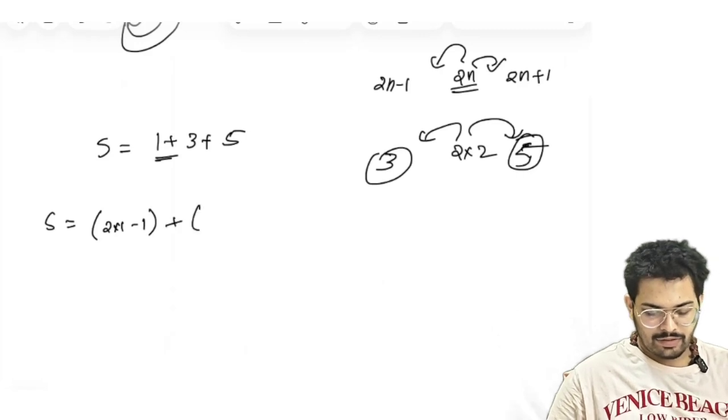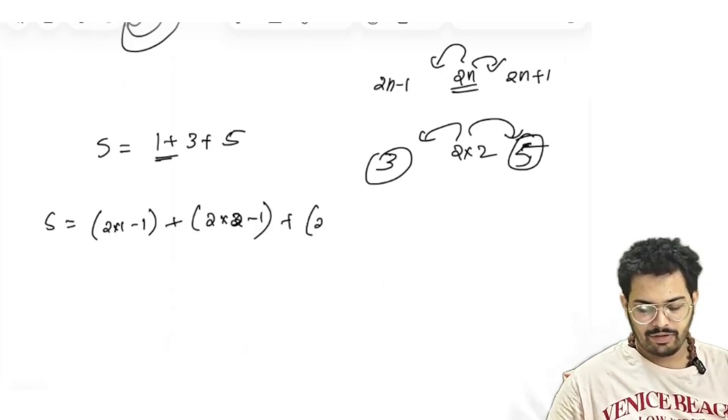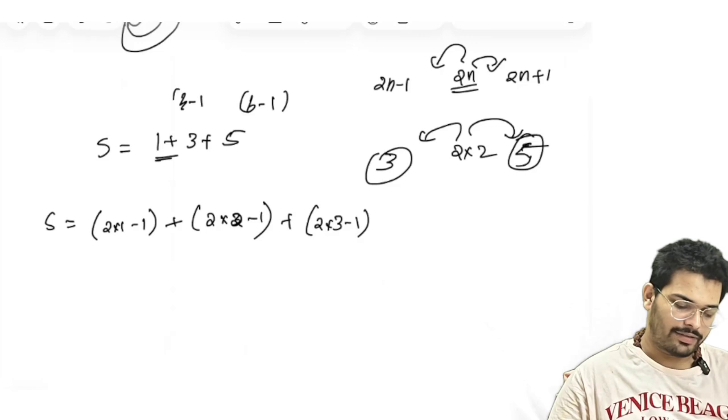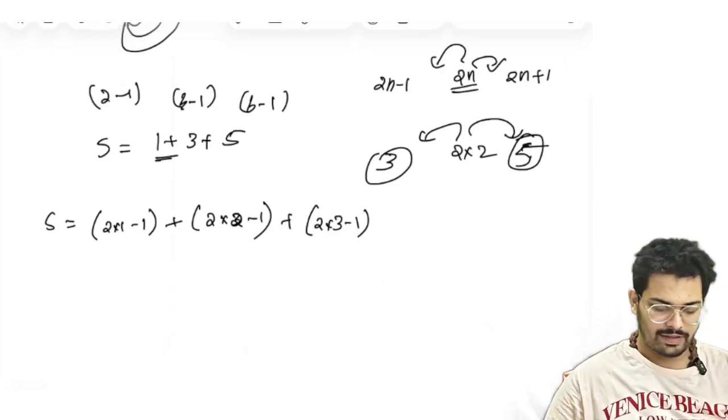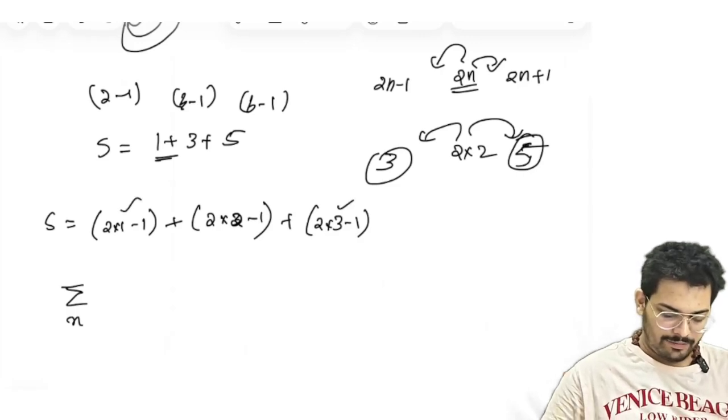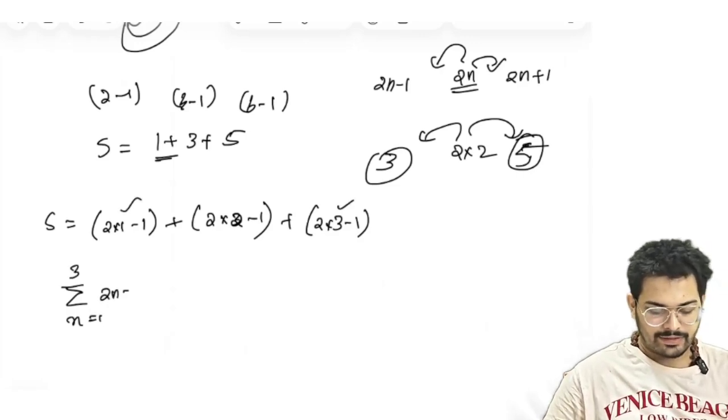Next is 2 into 3, 2 into 2 minus 1, that is 3, plus 2 into 2 into 3 minus 1, that is 6 minus 1. This is 6 minus 1, this is 4 minus 1, this is 2 minus 1. That's what we wrote. Here you can write this as sigma, n varies from 1 to 3, 2n minus 1 is the general form.